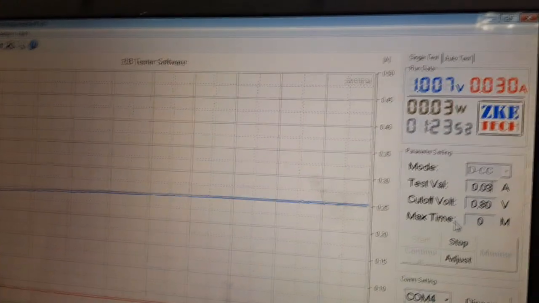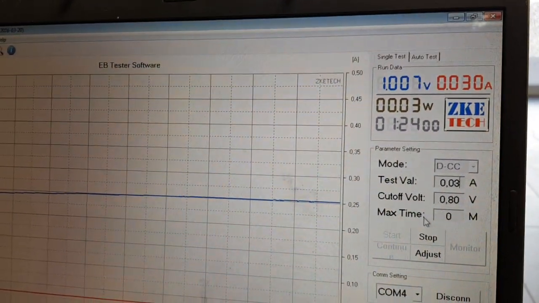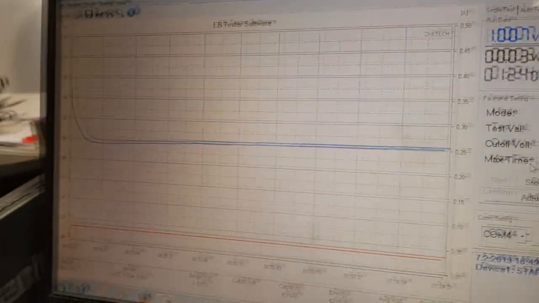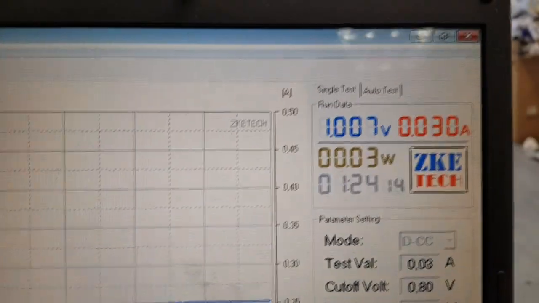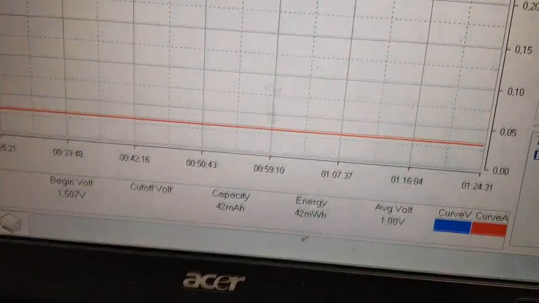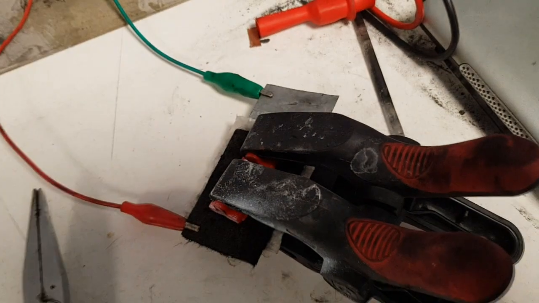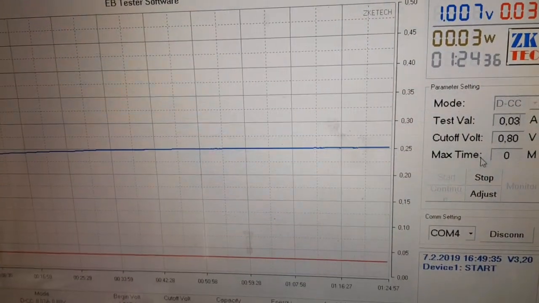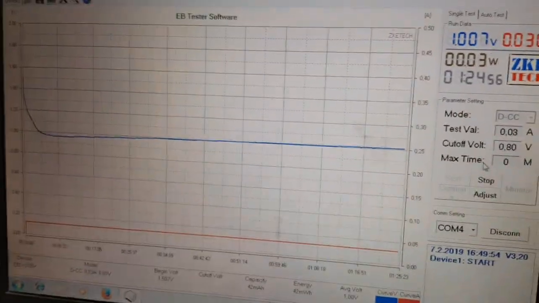So guys, you see the runtime right now is 1 hour and 23 minutes, and the voltage goes up from, I don't know, 0.9 volts to 1 volt. You see here, I don't know why, but the energy density right now is 42 milliwatt hours. It's some zinc based battery. Probably this will work really long time. What do you think?